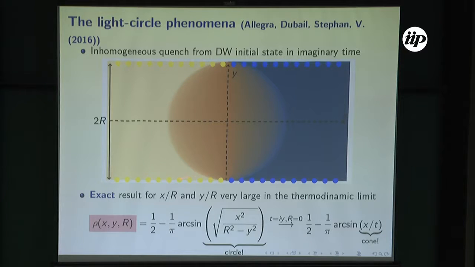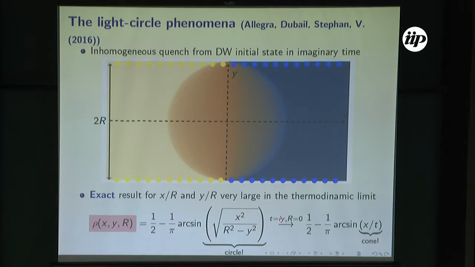And you can compute the density exactly in the scaling limit, x over R fixed and y over R very large, by means of stationary phase analysis, because afterward this is the same problem recast in imaginary time that we had in real time. And what you get is actually a real value of this function. This is an exact result, and you see that the function is nontrivial inside a circle, because the argument of the arcsine has to be from minus 1 to 1 in order to get the result, and this is a circle.